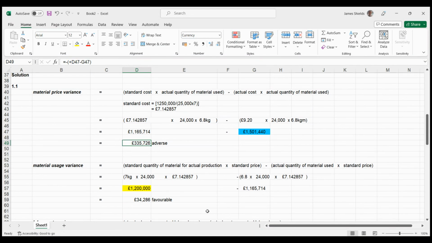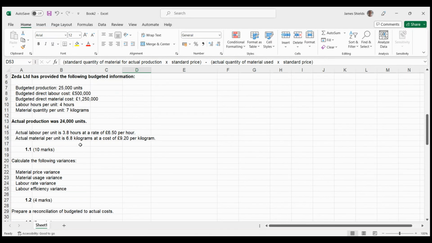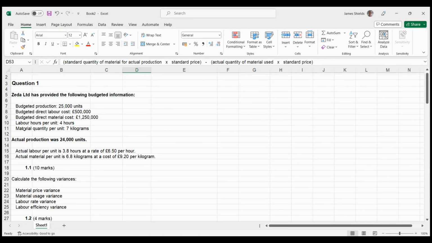Right, material usage variance. We've got a standard quantity of material for the actual production times the standard price, subtract the actual quantity of material used times the standard price. So the standard quantity of material for the actual production. So back to the question now. The standard quantity, the budgeted amount, is 7 kilograms, and the actual production is 24,000.